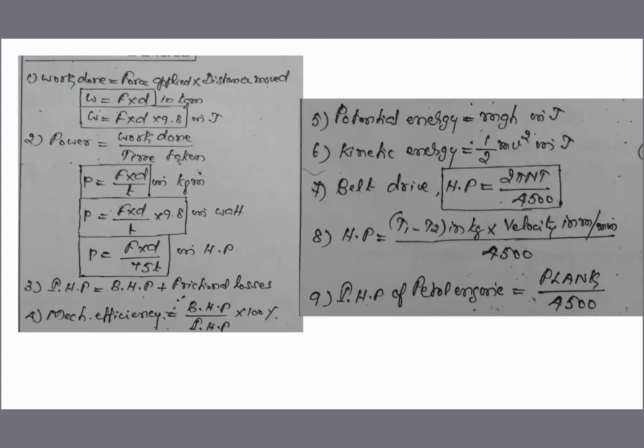Then suppose a petrol engine or steam engine formula is given, you apply P L A N K divided by 4,500. All the values they will give. P is effective pressure, L length of stroke, A area of cross section of piston, N speed in RPM, K constant value. So you will get the HP of the engine. Solve the formula. Because of time, I have given so many problems we solved in power. Same idea only. Problem number 7, 8, 9. If data is properly substituted, you will get the power transmitted.